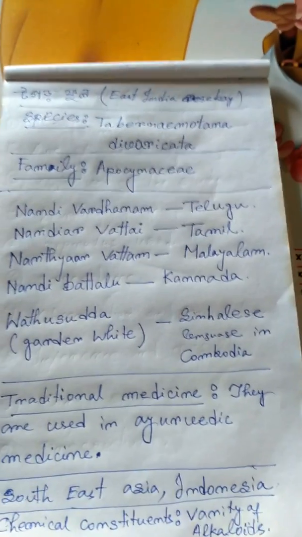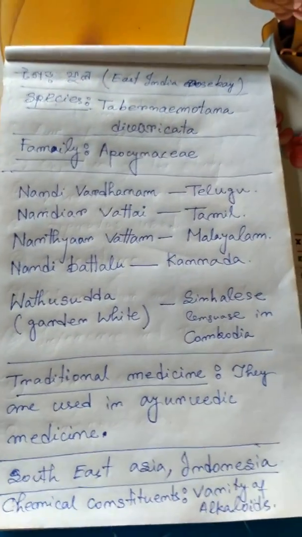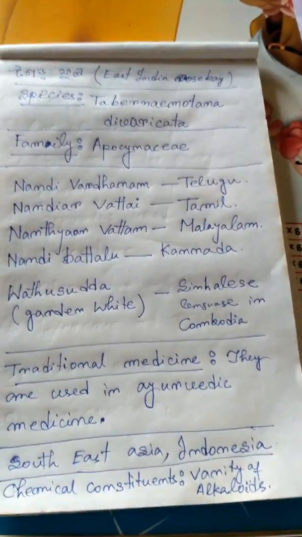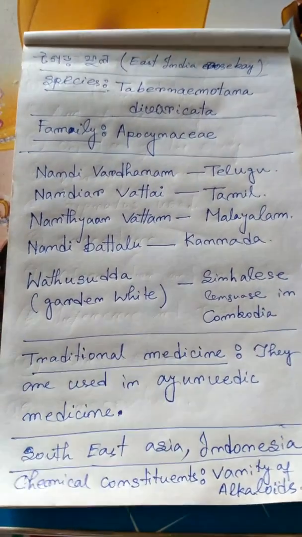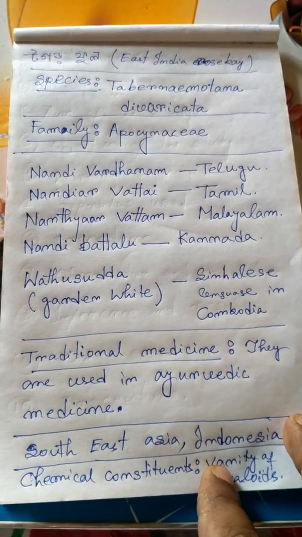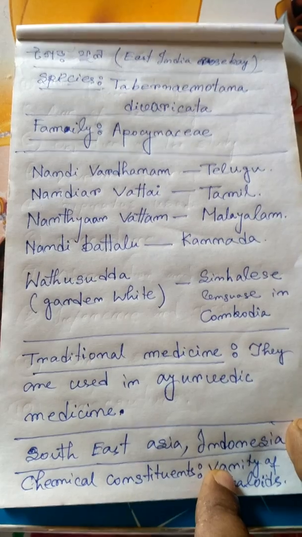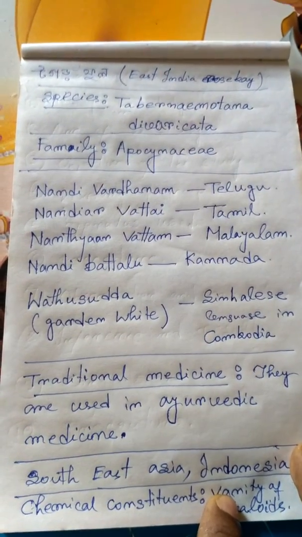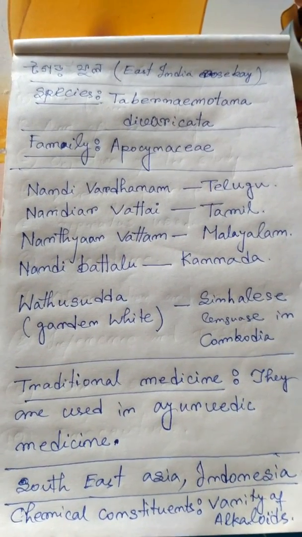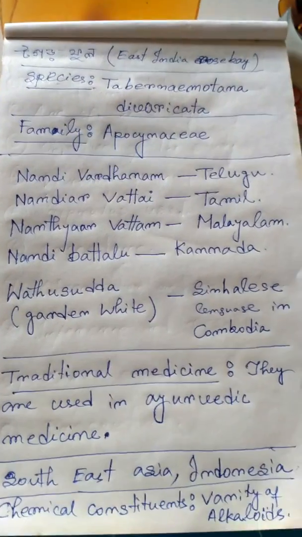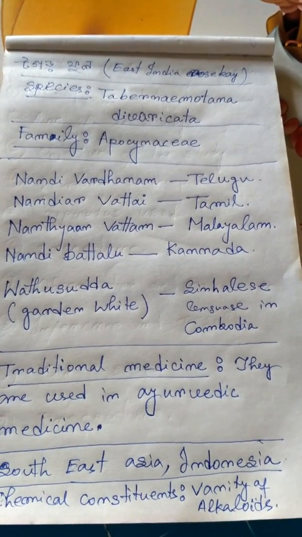Now you know the name of the plant is tagar, but in different corners of India it is known by different names. Like in Telugu, the name of the plant is Nandivardhanam. Okay, and in Tamil it is Nandiyarvattai, and in Malayalam the name is Nandyarvattam, and in Kannada it is Nandibattalu, and in Sinhalese it is Wasuda. Okay, so there are different names. I don't recommend you to write all these names. You can write at least one or two alternative names of the plant.